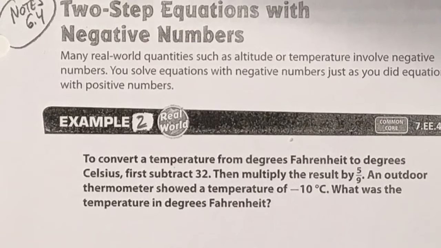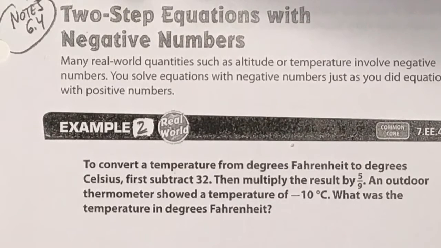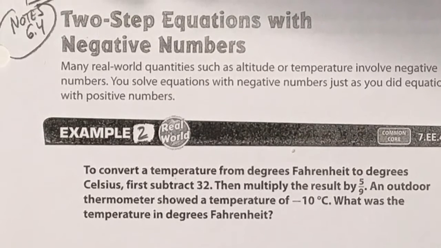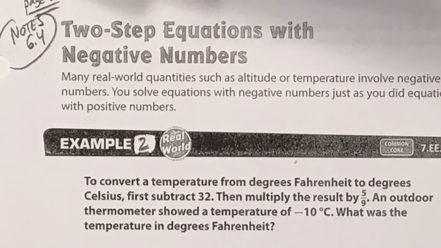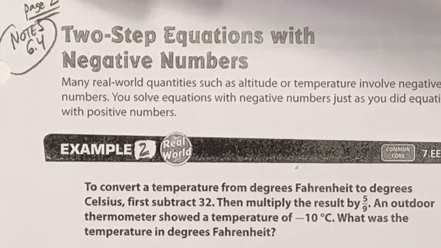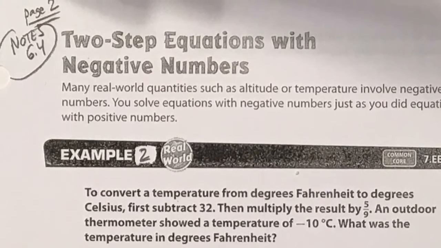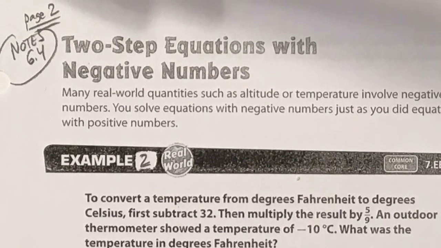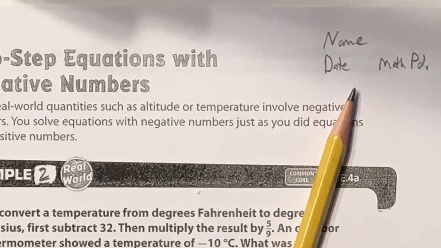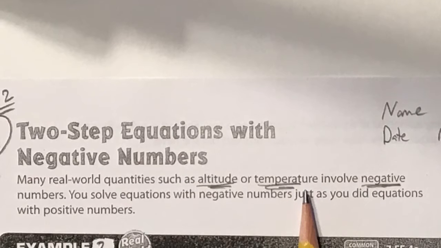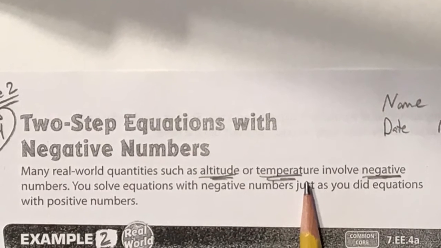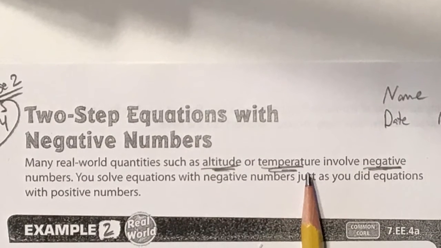Like it has been before, our goal is to take some real life situations and see if we can write an equation for that problem and then solve that equation to get the real life answer to the problem. Here we go. As always, please put your name, date, and math period in the upper right hand corner. And in today's problems, we're going to be using negative numbers more often.